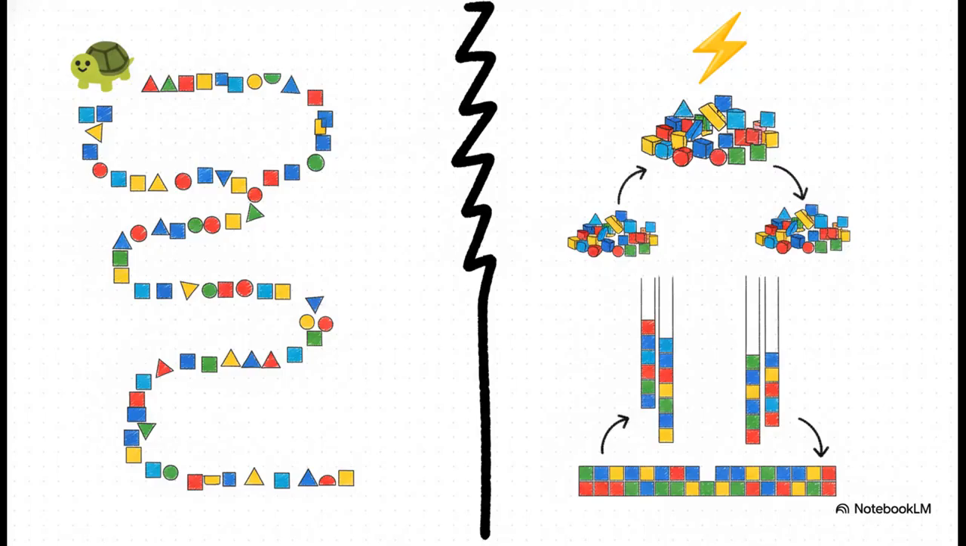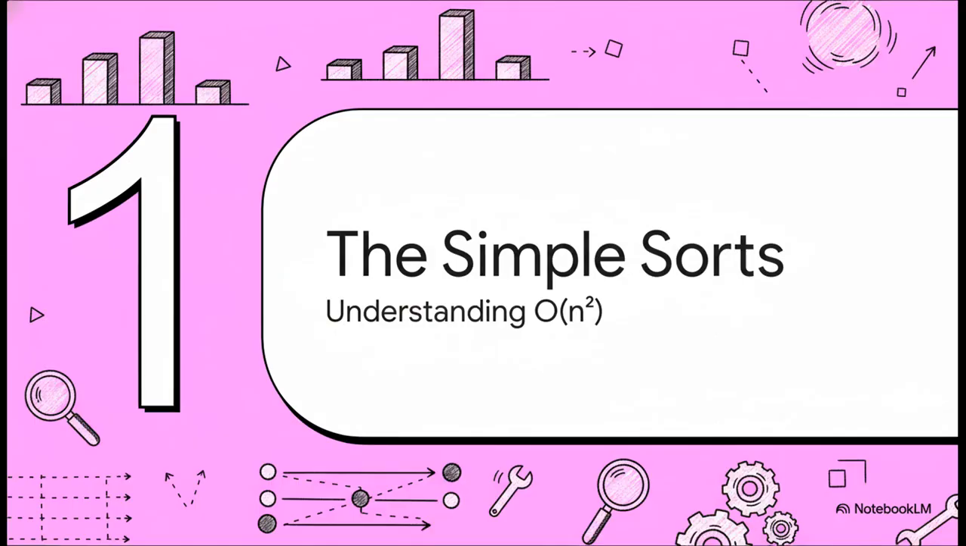Okay, so at its core, sorting pretty much boils down to two main strategies. On one hand, you've got the simple, kind of intuitive methods. They're super easy to wrap your head around, but man, are they slow. And on the other hand, you have this clever approach called divide and conquer, which is just blazing fast. This is the main event we're exploring today. So first up, let's get into the simple sorts.